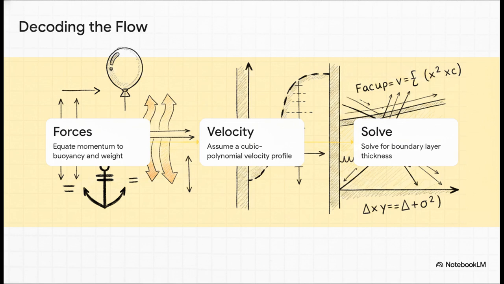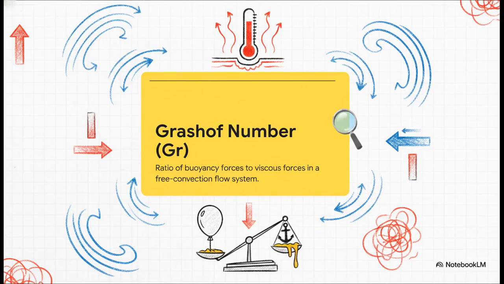Second, because the math gets pretty hairy, they assume a velocity profile shape using a cubic polynomial function. Finally, using those assumptions, they can solve for the boundary layer thickness and the heat transfer coefficient. It's honestly a brilliant mathematical workaround for a highly complex physical reality. And that brings us to our primary decoder ring, the Grashof number.